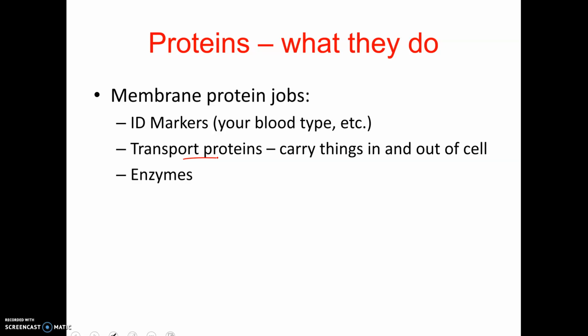Enzymes. We talked about enzymes a little bit, actually. They were things that speed up reactions. So sometimes you have proteins in the membrane that just speed up reactions happening there at the membrane. Fibers. Remember, your cell has a cytoskeleton, and these fibers in the membrane can attach to the cytoskeleton to help your cells hold their shape. And there are some other things, but that just kind of gives you a general idea.